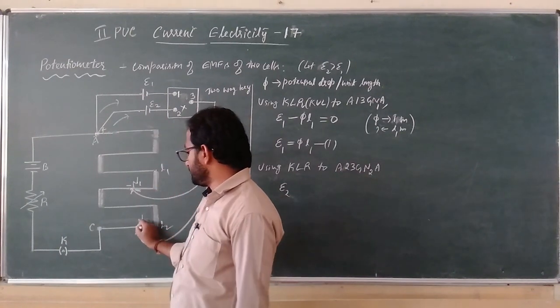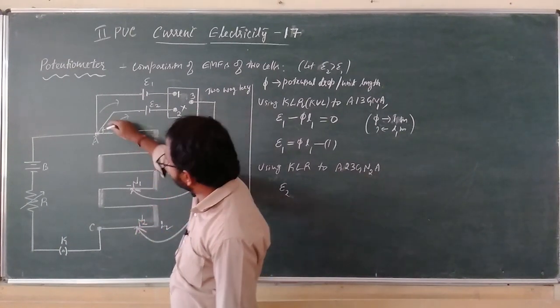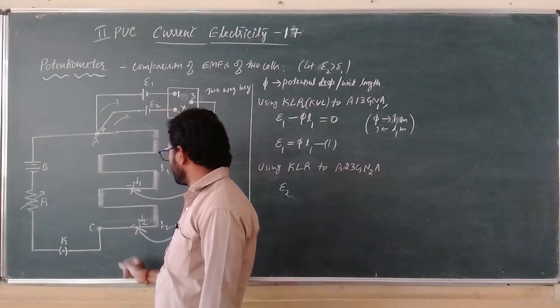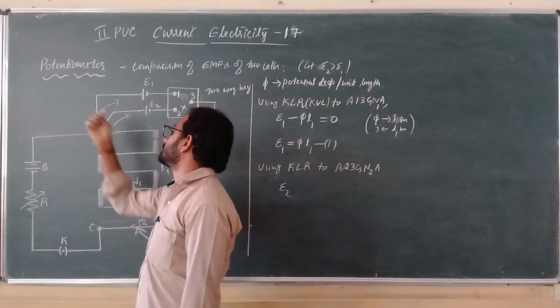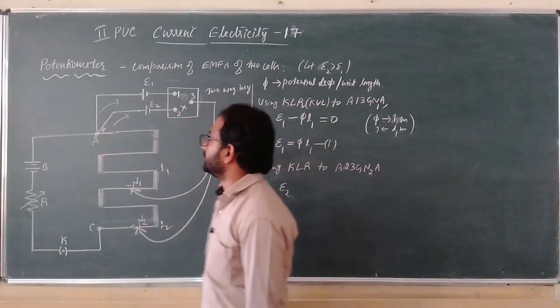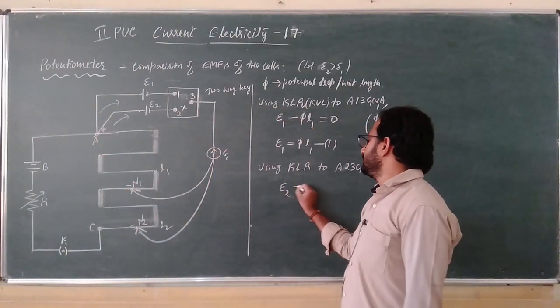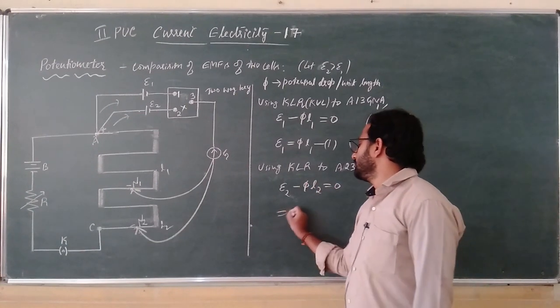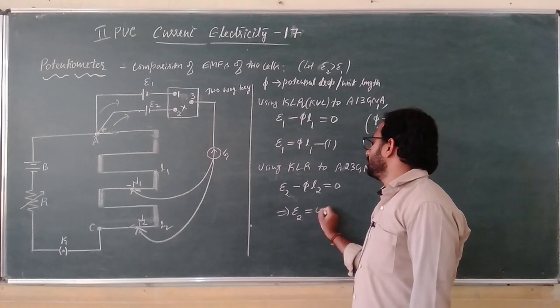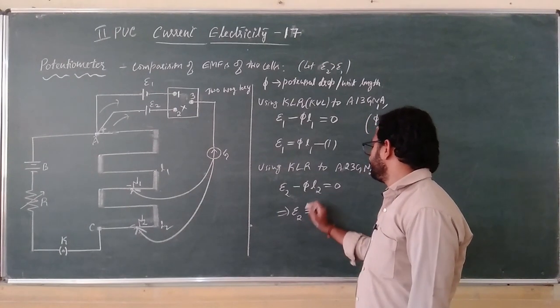So you reached this point. This is at lower potential compared to this. You are measuring the potential at this point with respect to this, the potential difference between these two. So you get the negative potential, minus phi into L2, which is equal to 0. Therefore E2 is equal to phi into L2.